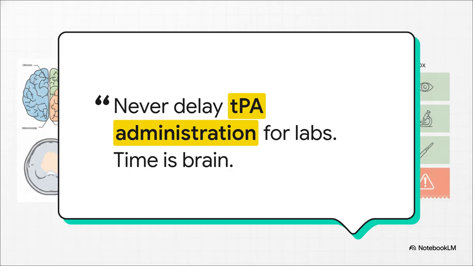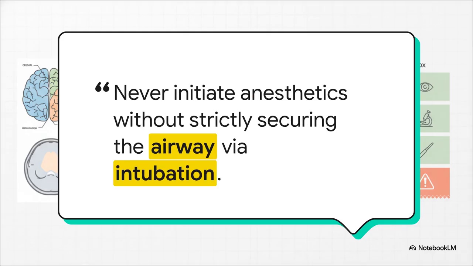Time is brain. Also, never give TPA to a patient whose last known normal time is ambiguous. You have to respect that strict 4.5-hour cutoff. Here's another massive trap. Never initiate third-line continuous anesthetic options for refractory status epilepticus without strictly securing the airway first. Pushing propofol or high-dose phenobarbital will cause catastrophic respiratory depression. Failing to intubate before pushing those drugs is an automatic failure of the entire algorithm.